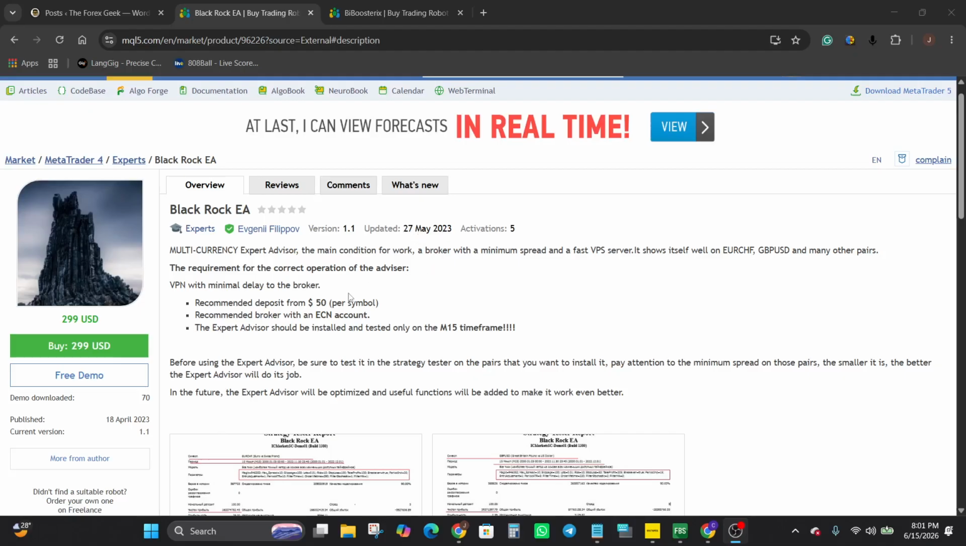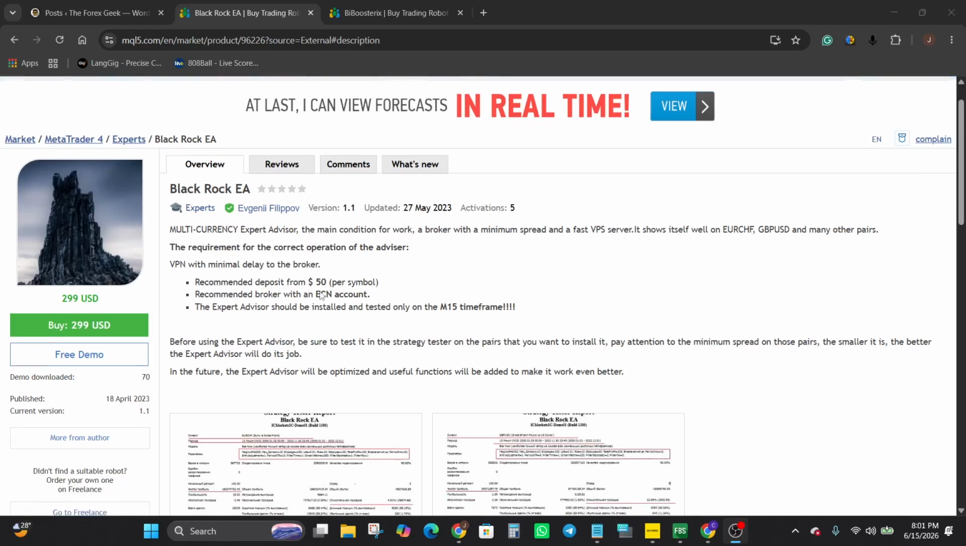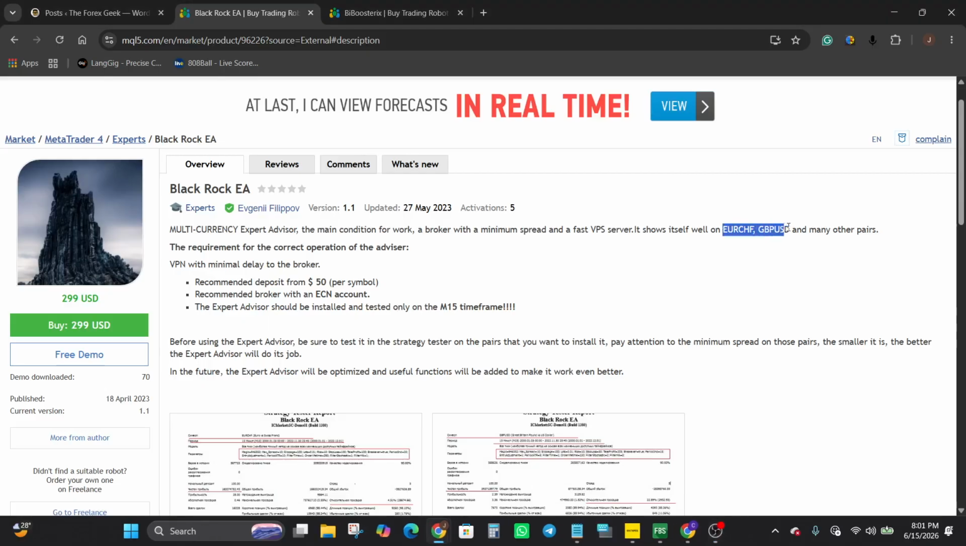Starting with the marketplace overview, the developer describes BlackRock EA as a multi-currency expert advisor designed to work across multiple trading pairs. The product page specifically mentions that it has shown good performance on Euro CHF, GBP USD, and other currency pairs, although users are encouraged to test the EA themselves on any symbols they intend to trade.